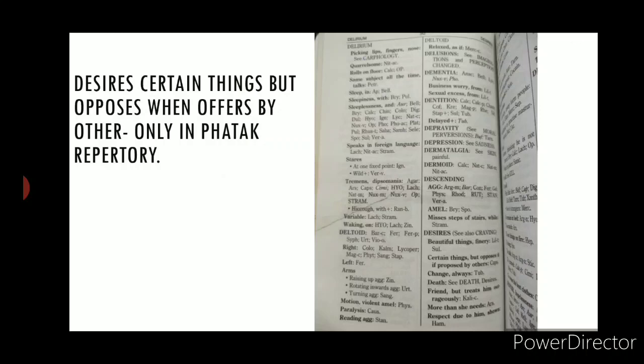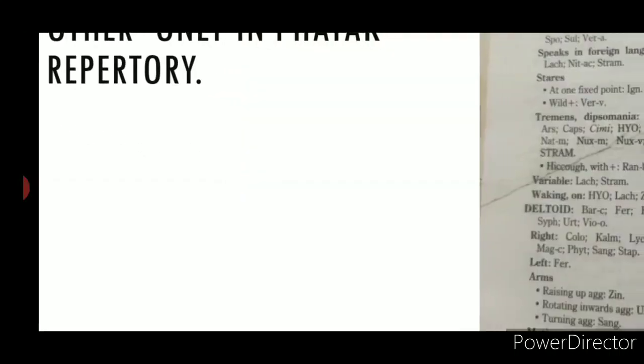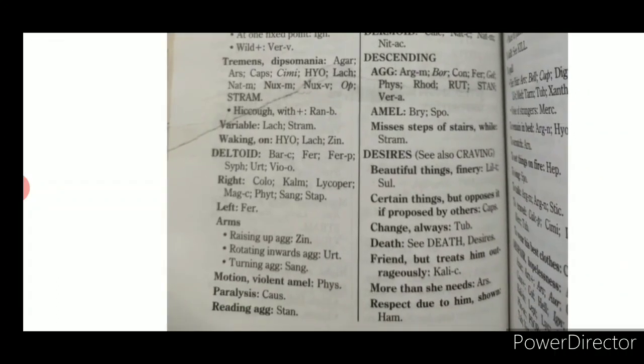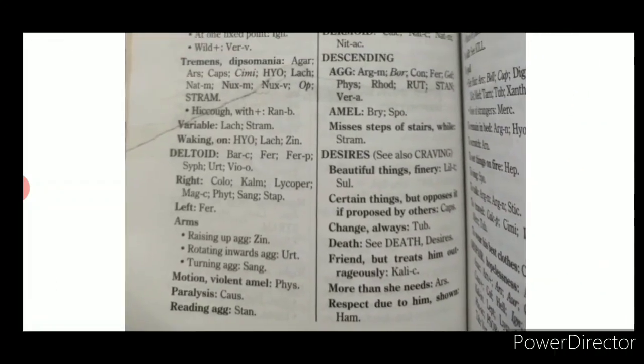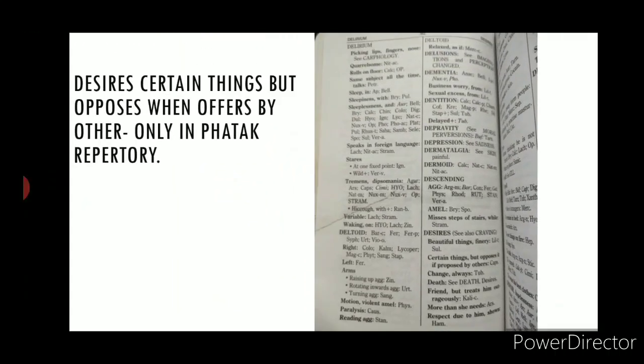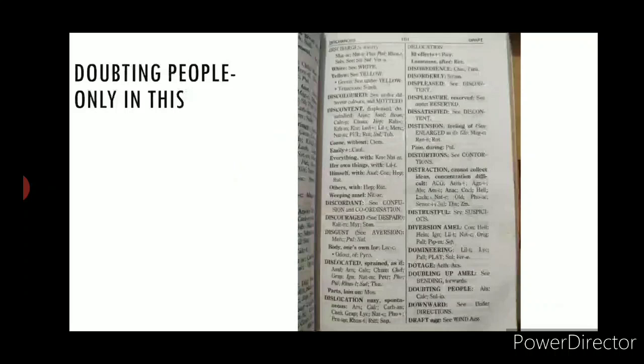Then we have the rubric desire for certain things but opposes when offered by others. Now this rubric you will find only in Phatak repertory. Okay, so the person has a desire, but they are going to refuse when some other person offers the same thing. So this is a very typical rubric. Now doubting on people: you can say it is suspicious, not having trust, mistrustful, but this is a very peculiar rubric you will find only in this repertory. So, doubting on people.